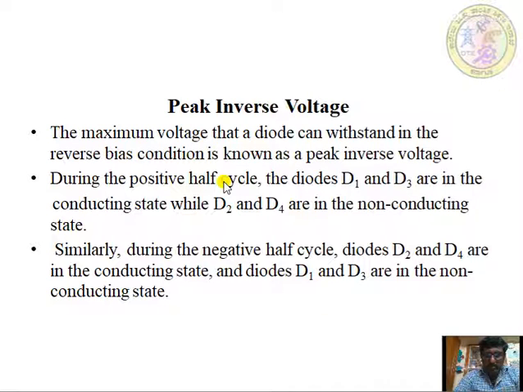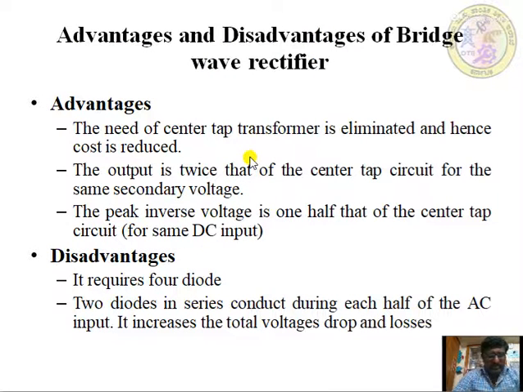During the positive cycle, diodes D1 and D3 are in the conducting state, while D2 and D4 are in the non-conducting state. Same thing as what has been explained previously. Next, these are some of the advantages as well as disadvantages of a bridge wave rectifier. So what are the advantages?